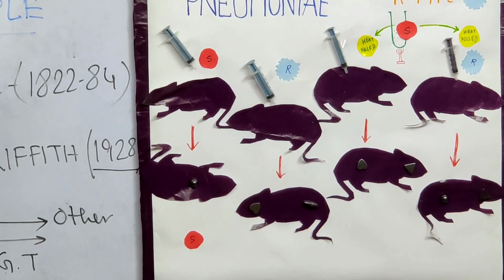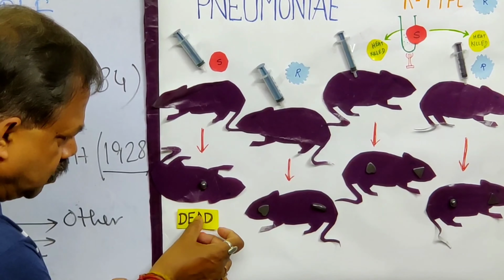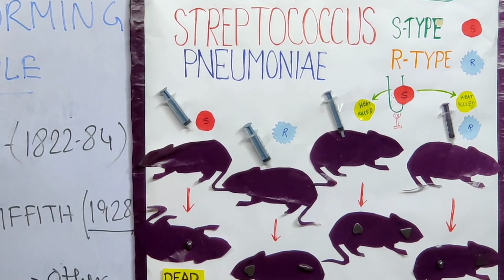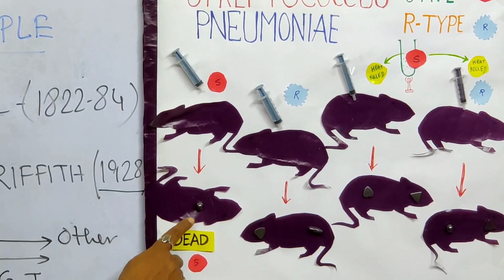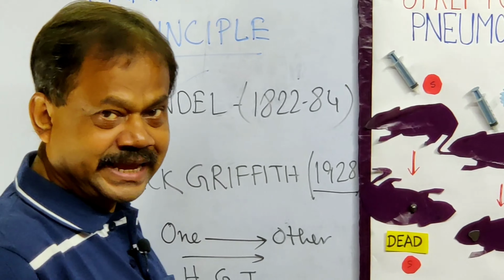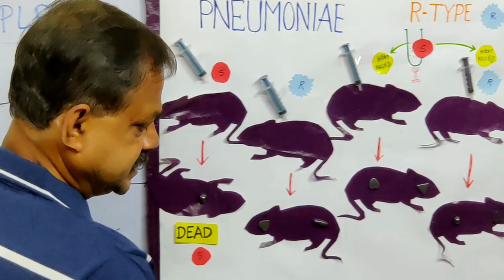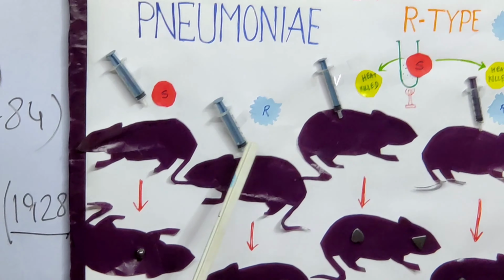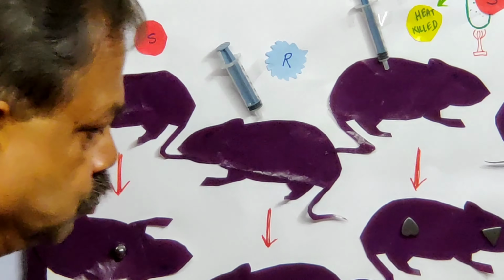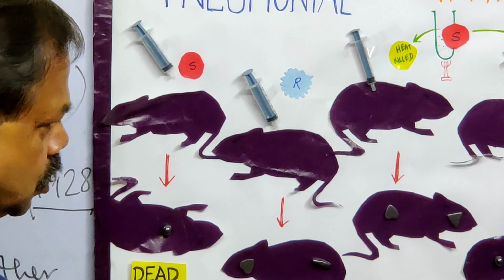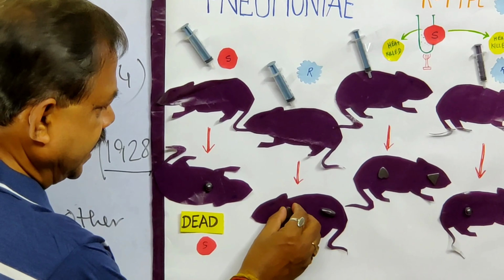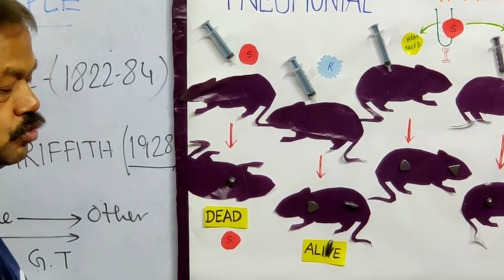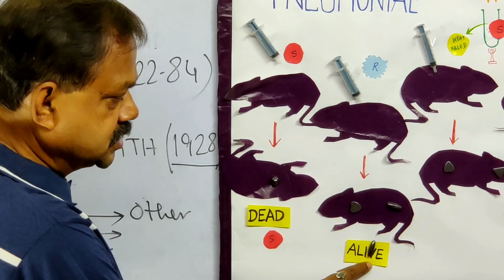So it was seen that this mouse was dead and S type Streptococcus pneumoniae was found in the body of this mouse. In the second case, he took R strain type, that is R type of Streptococcus pneumoniae, and injected it into the mouse. Then he saw that the mouse remained alive, but no R strain was found over here.